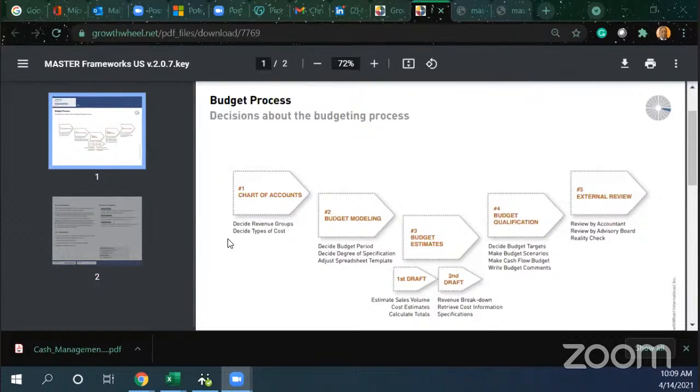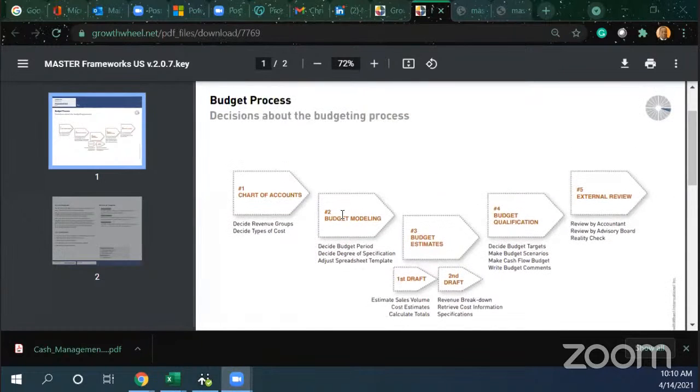And then the chart of accounts also includes all the different types of costs that you may have. Does that make sense? So it's pretty simple. The chart of accounts is made up of all the things that are revenue and all the things that are expenses.